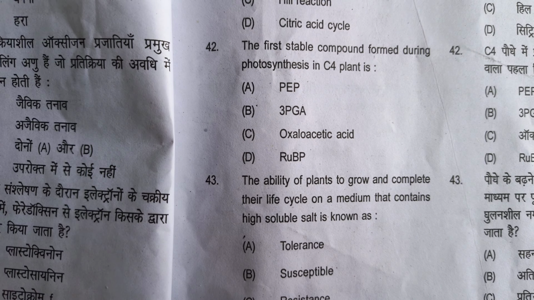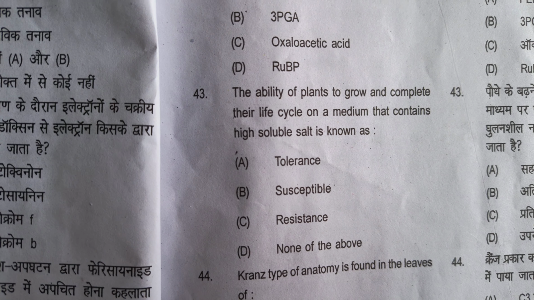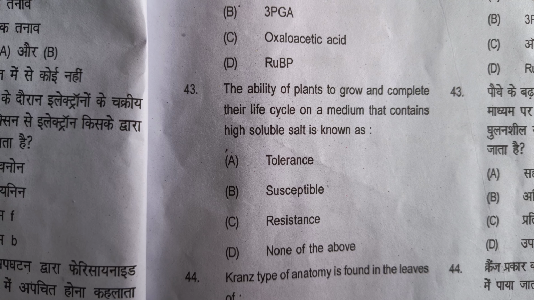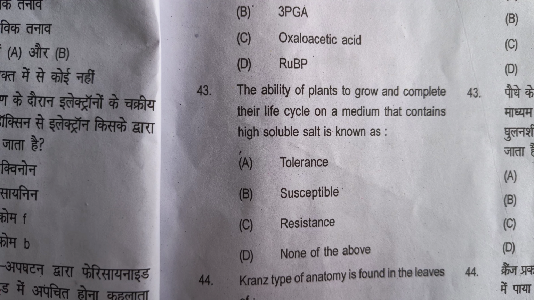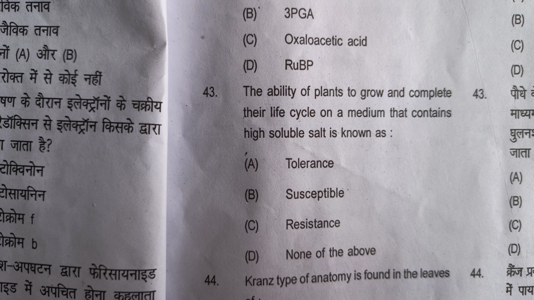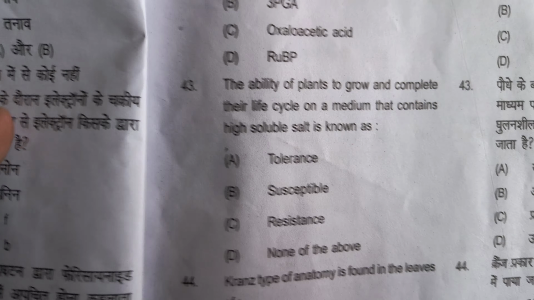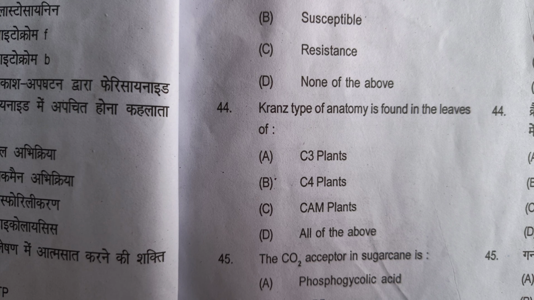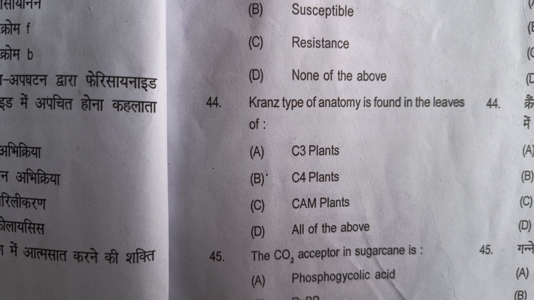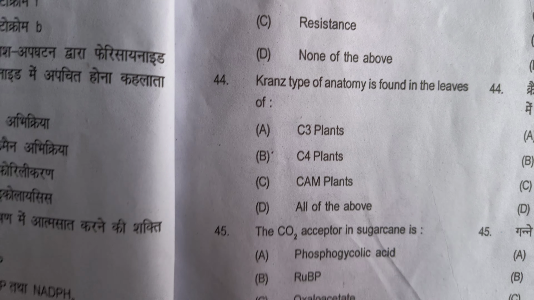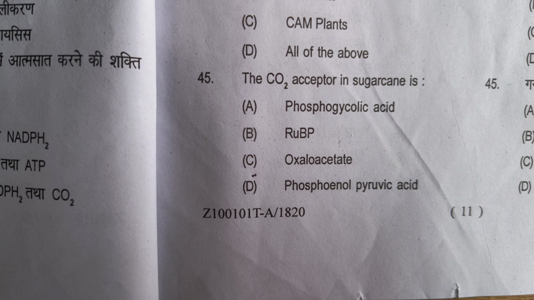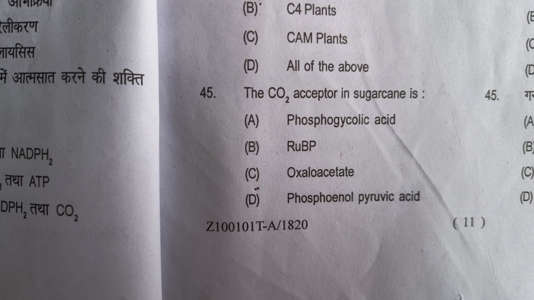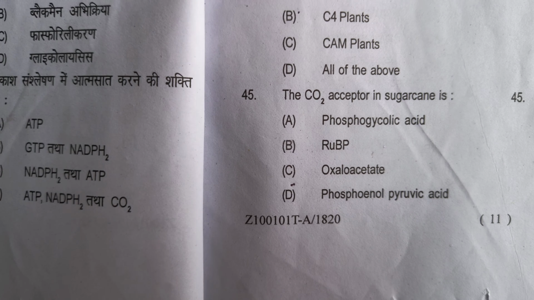Next, the ability of a plant to grow and complete its life cycle in a medium that contains high soluble salt is known as tolerance. Option A is correct. Next, Kranz type of anatomy is found in which leaves? Option B is correct, C4 plant. Next, the CO2 acceptor in sugarcane is phosphoenol pyruvic acid.